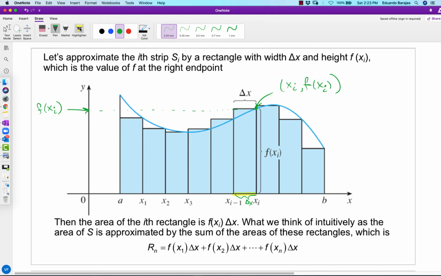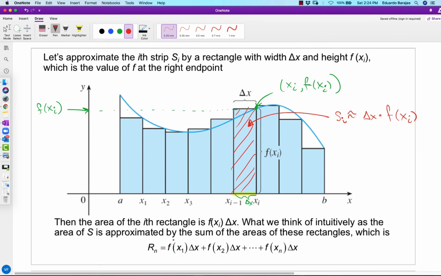Okay, so we're interested in identifying the area of this rectangle here, the ith rectangle. That one by itself is delta x times f of x sub I. So this area, S sub I, is approximated by delta x times f of x sub I. Good. So then the area of the ith rectangle is f of x sub I times delta x. What we think intuitively as the area of S is approximated by the sum of the areas of these rectangles, which is then going to be equal to this.